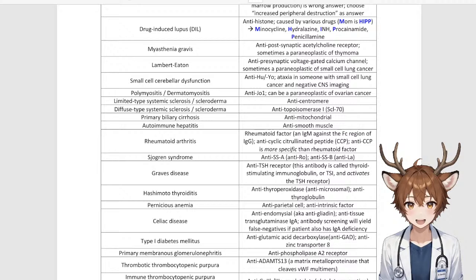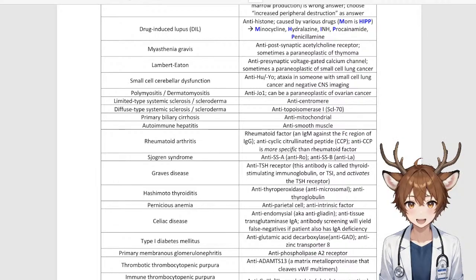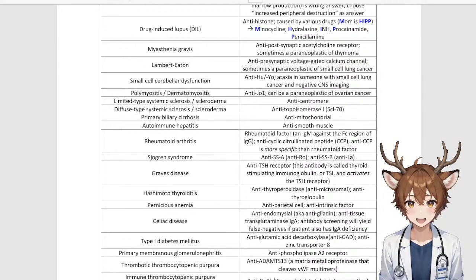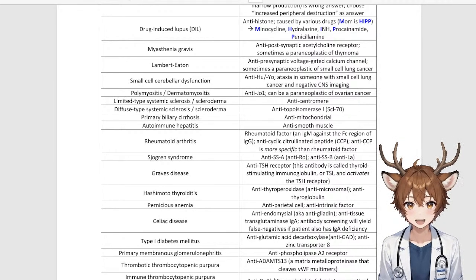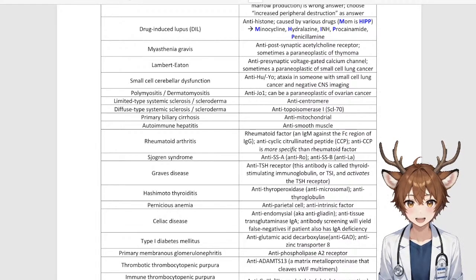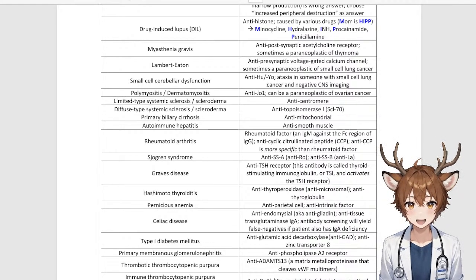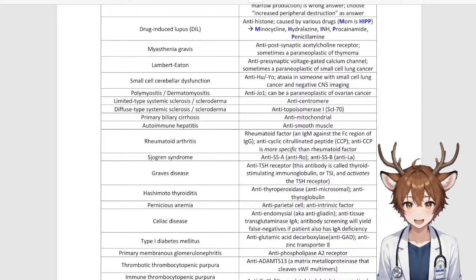Myasthenia gravis, anti-postsynaptic acetylcholine receptor, sometimes a paraneoplastic of thymoma. Lambert-Eaton syndrome, anti-presynaptic voltage-gated calcium channel, sometimes a paraneoplastic of small cell lung cancer. Paraneoplastic cerebellar dysfunction, anti-Hu, anti-Yo, ataxia, in someone with small cell lung cancer and negative CNS imaging. Polymyositis/dermatomyositis, anti-Jo-1, can be paraneoplastic of ovarian cancer.